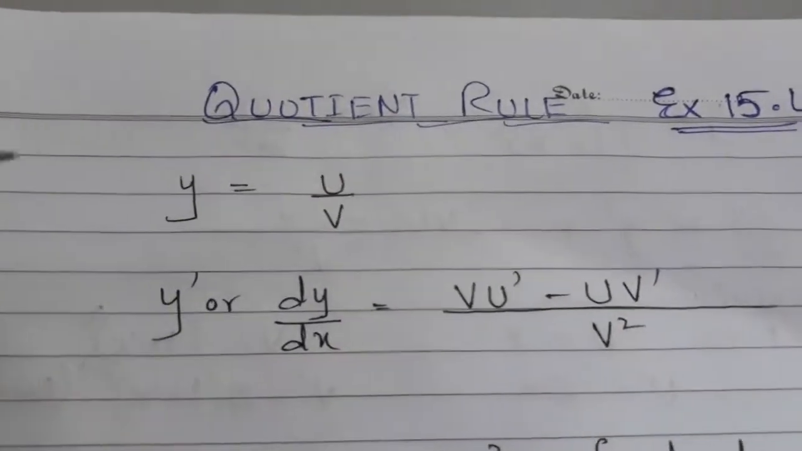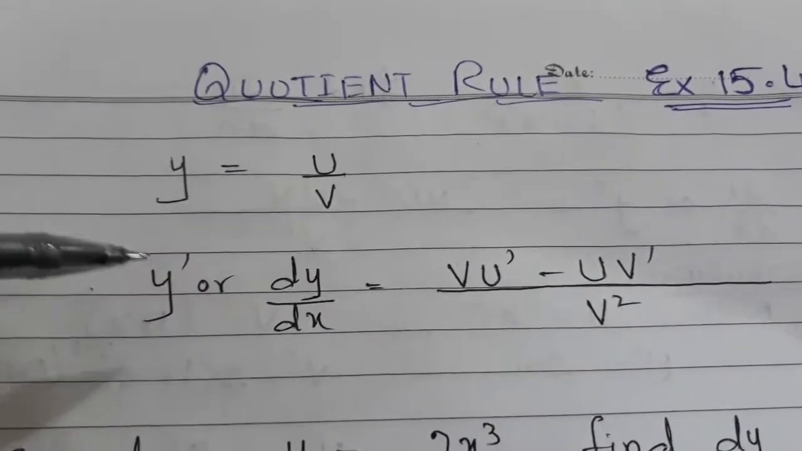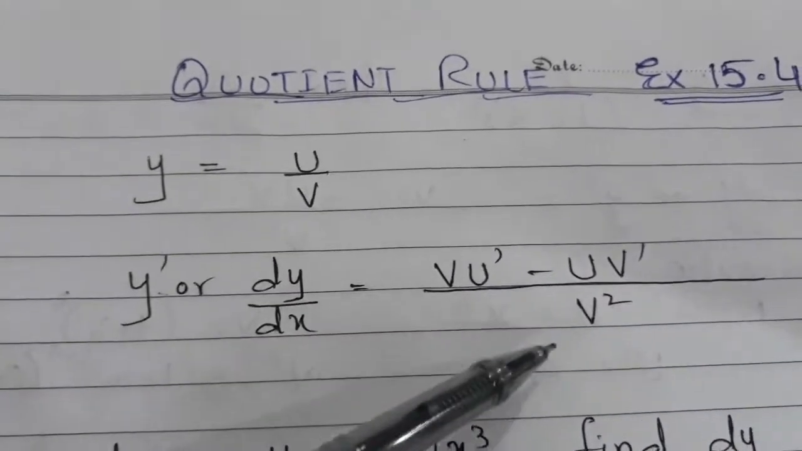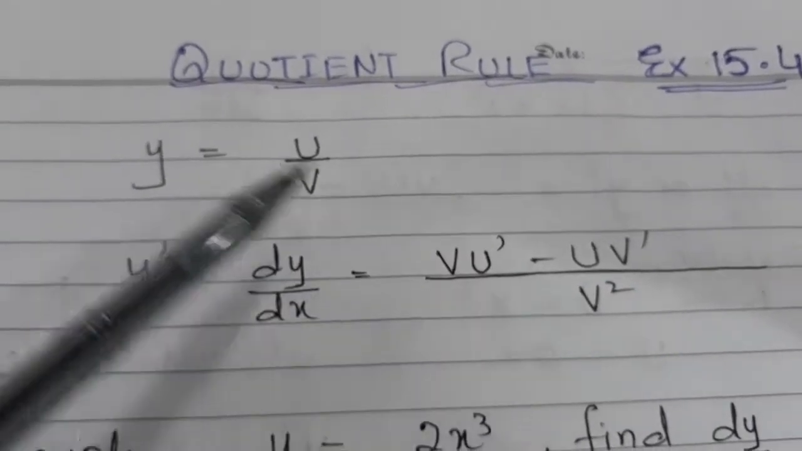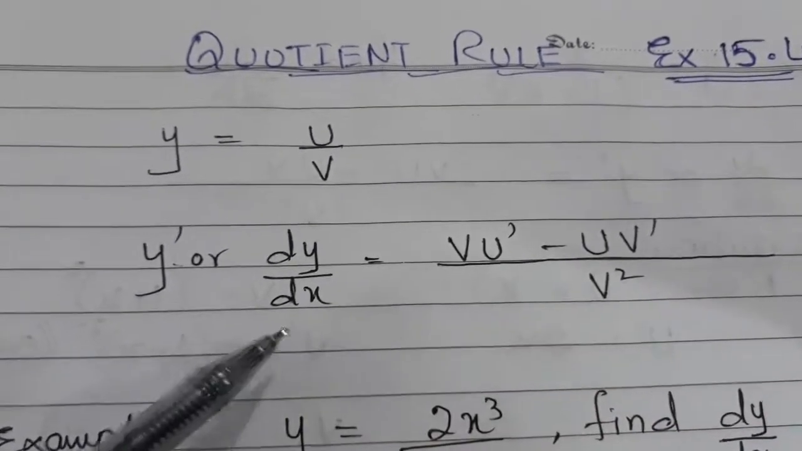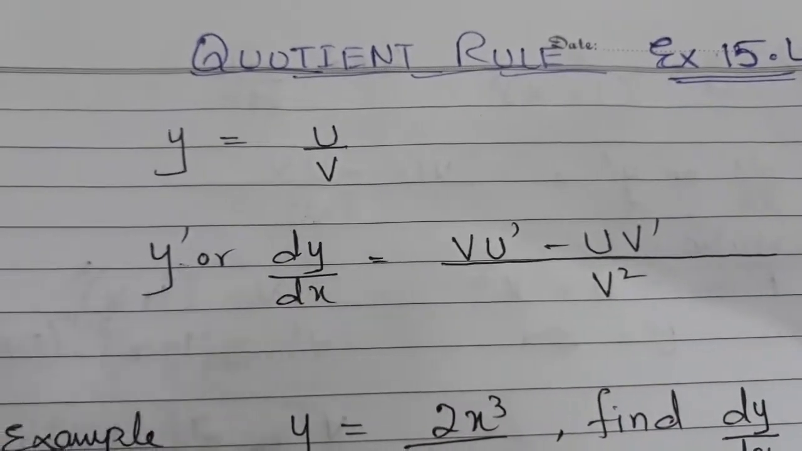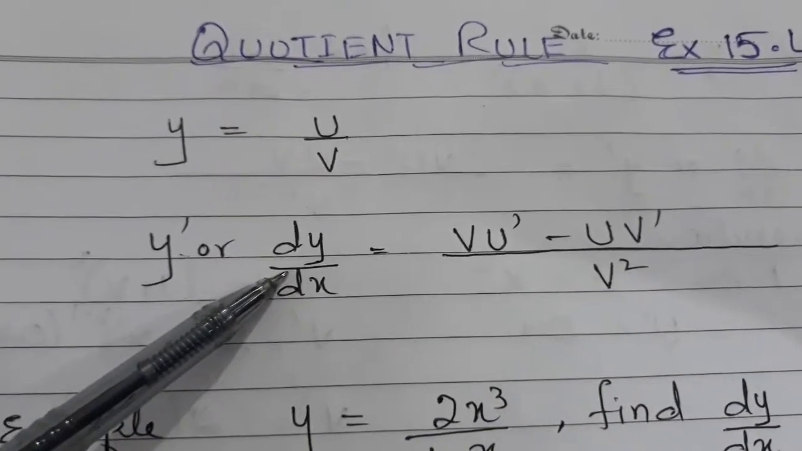By quotient rule we mean when the function is given in the form of u over v. So you need to differentiate it by this method, right? You will get the differentiation of quotient functions by this formula. These are the notations of differentiation. You can write y prime or dy over dx.